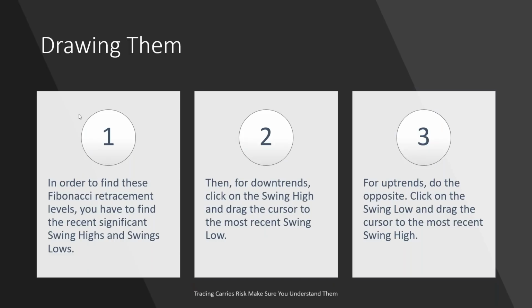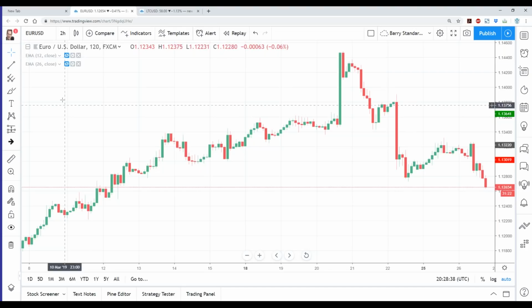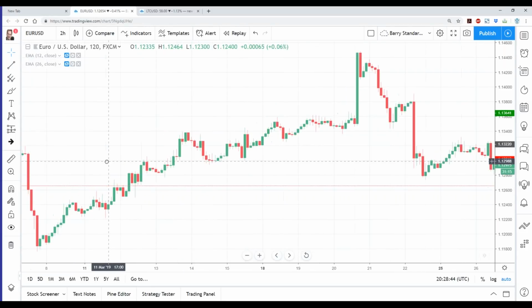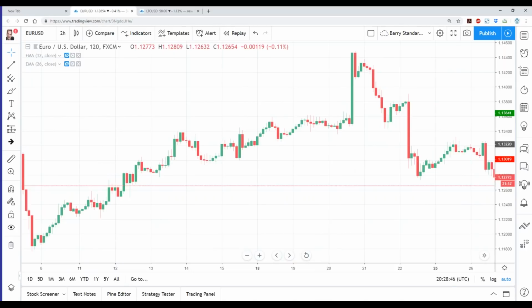So let's go over to a chart I have set up. Hold on a second. Let me pop up the chart here. Okay, so we're looking at the euro US dollar in a 2-hour chart. So we can see that the asset, the euro, has finished a significant uptrend and has moved to a downtrend.